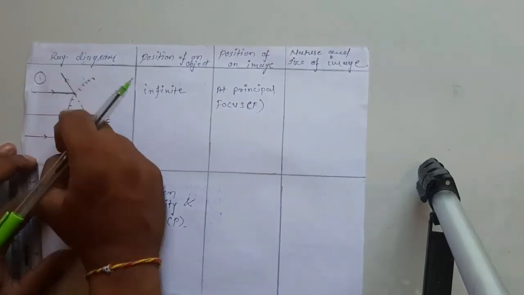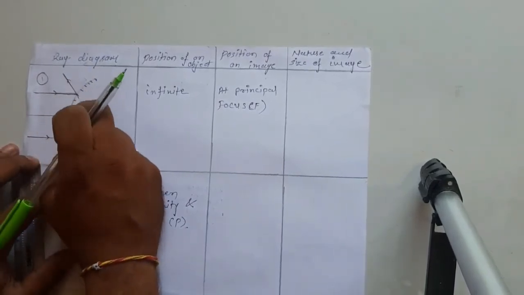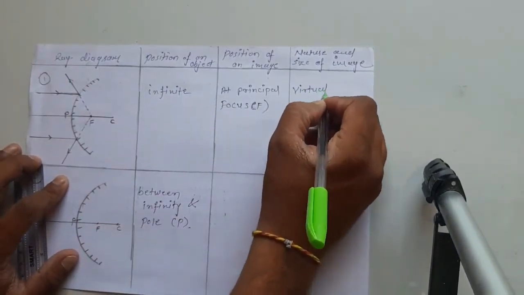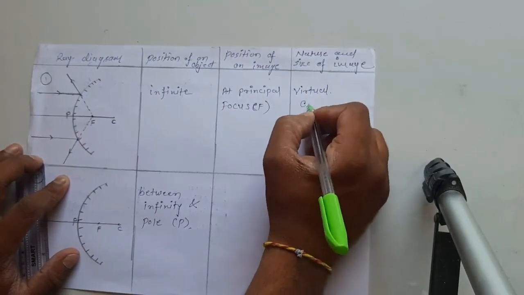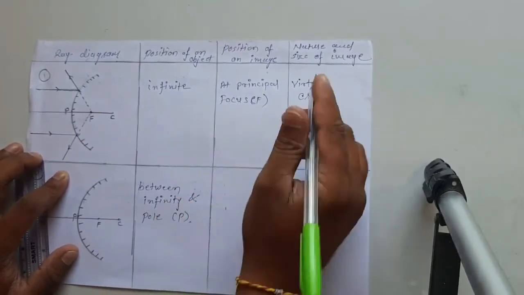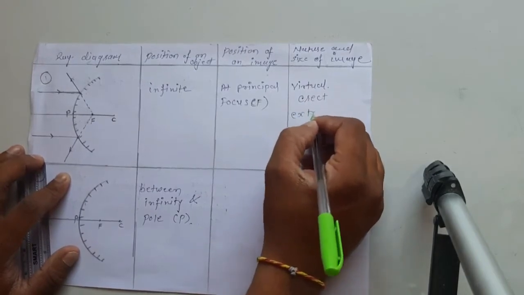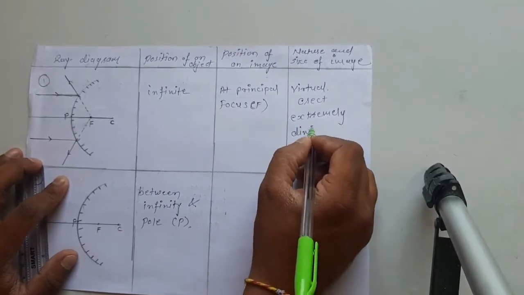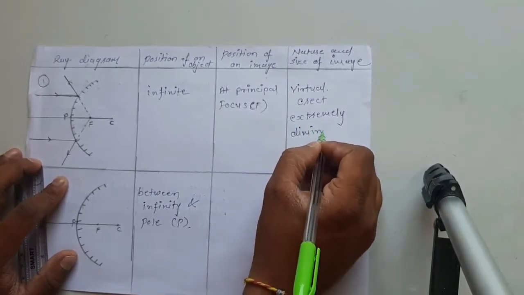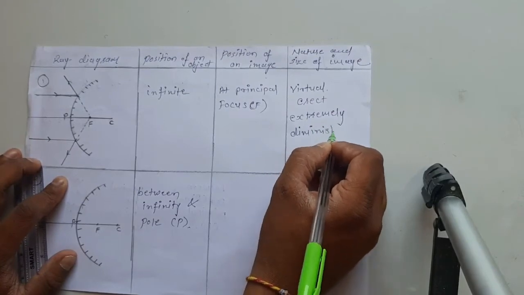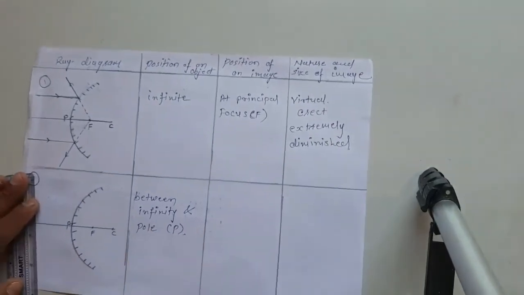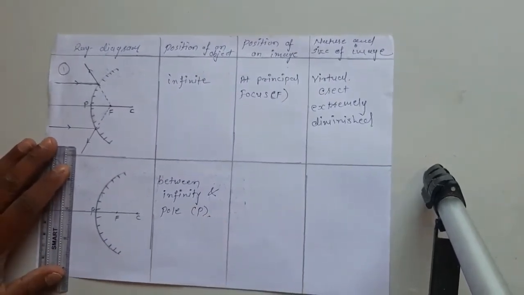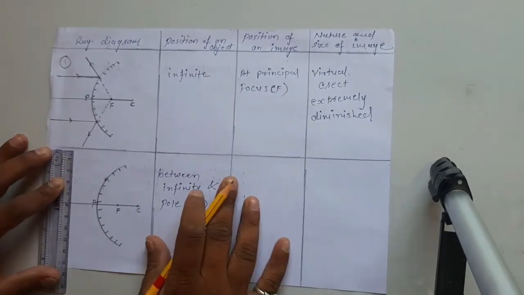Here the reflected rays are not actually intersecting, we have produced them backward, so our image will be virtual, erect, and very small, extremely diminished, means extremely small.